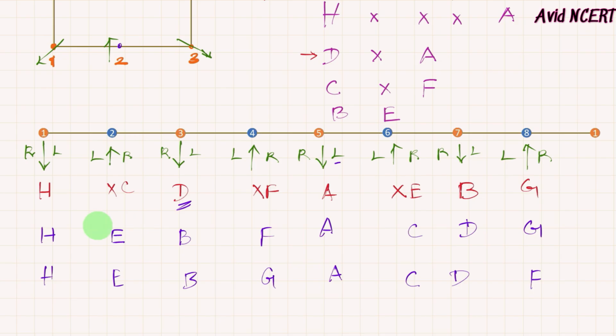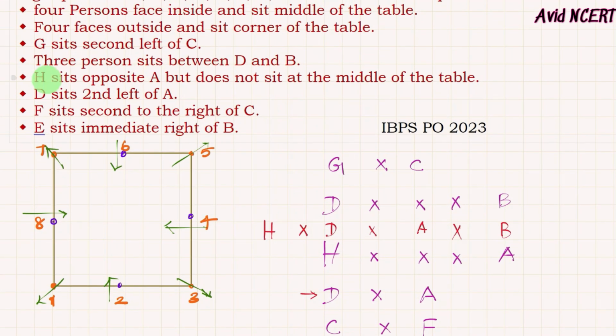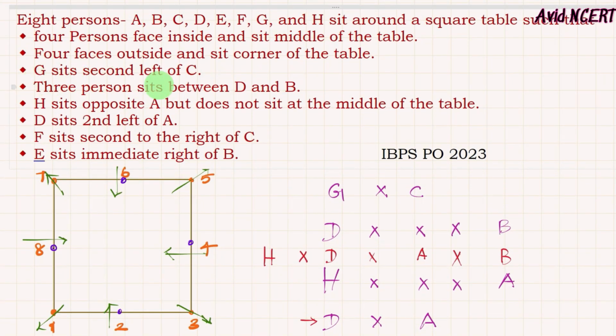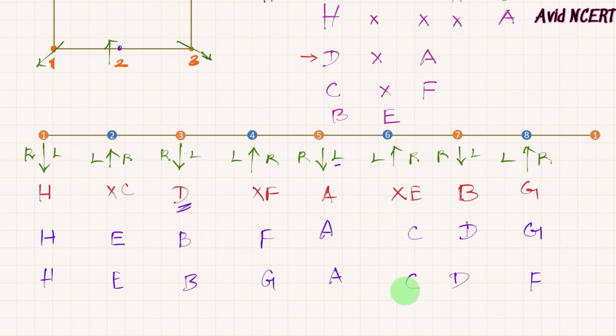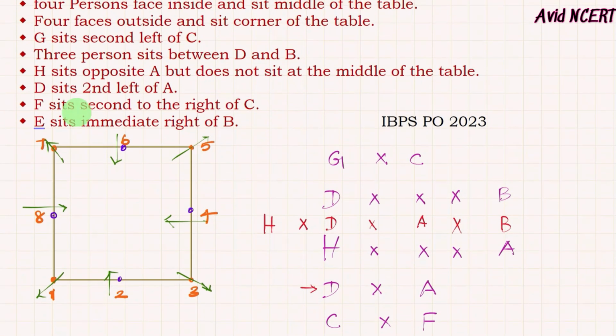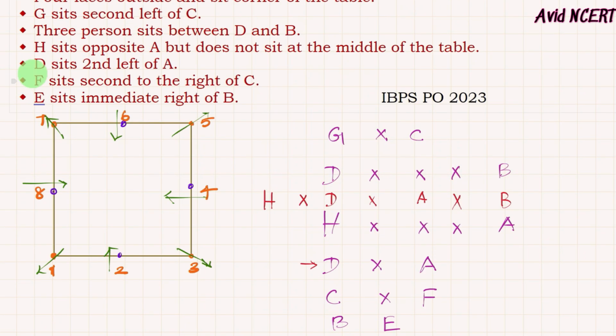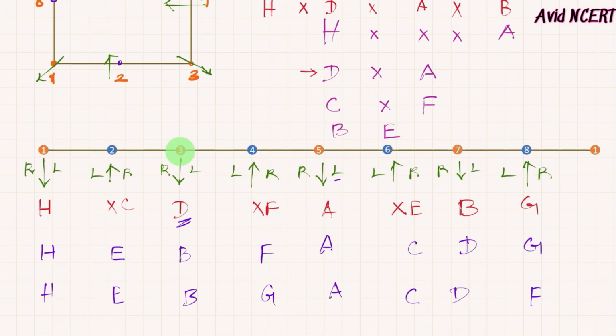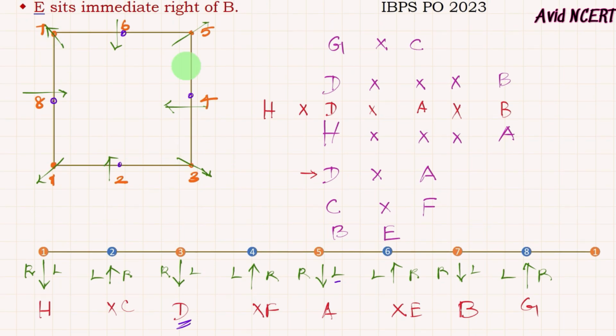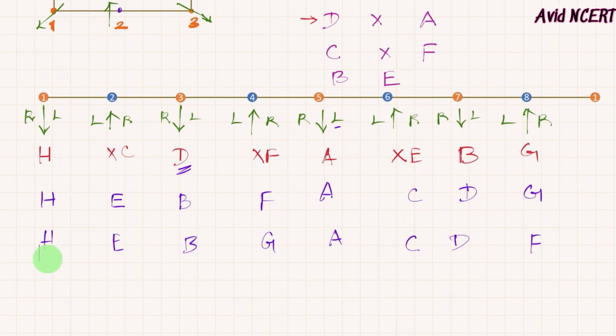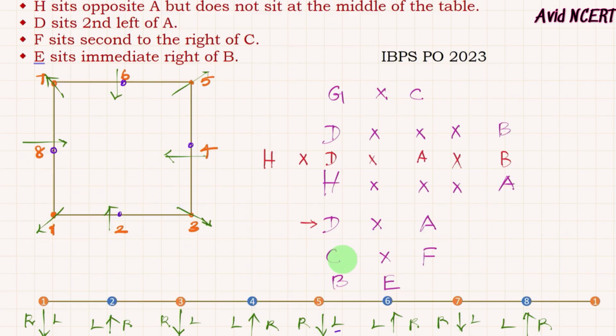So let's check one more time and hopefully we are good with this. So I'm going to start from the beginning now. G sits second left of C. So G is second left of C. Make sure you see this left on this side it is. And then 3 persons sit between D and B. So D and B, there are 3 persons, that's good. And then H and A are opposite, they should be either at 1 and 5 or 5 and 1 or 3 and 7. So H and A, here it is 1 and 5, that's good.